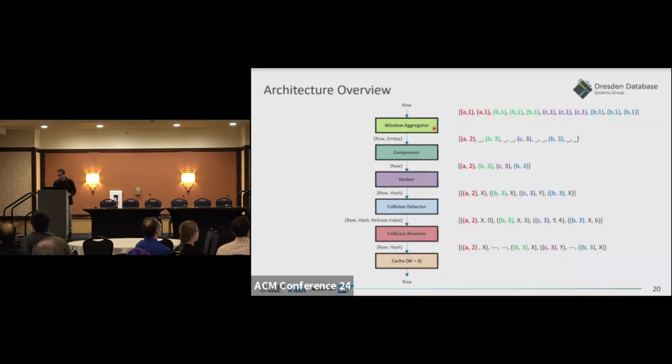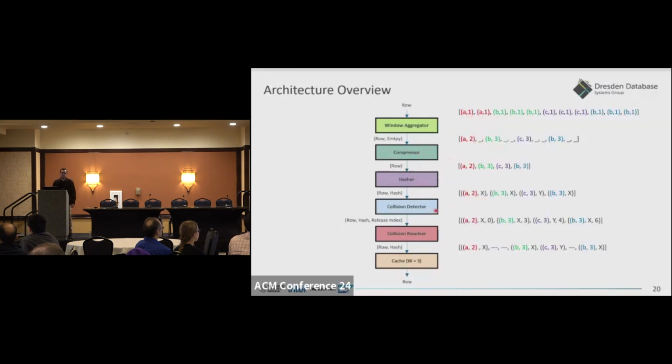I've color coded this for you. After this step, you'll get to this. Now, underscores basically mean that there's been a row here before, but it's already been aggregated. So for example, the red ones, you have A1 and A1, and that's been aggregated into A2. And so we don't need to consider A1 anymore. The compressor then eliminates these empty rows or these underscores. The hasher would then add the hash of the keys to the rows. So for example, the hash of A here is, let's say, X.